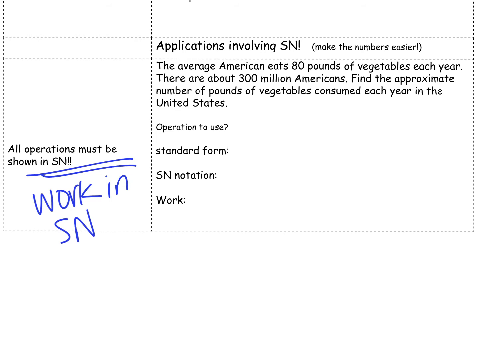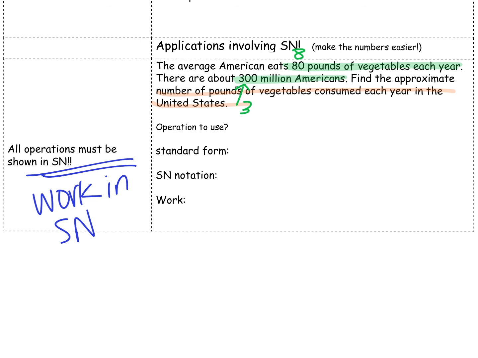Our first problem says the average American eats 80 pounds of veggies a year. There are 300 million Americans. Find the number of pounds of vegetables consumed each year in the United States. So how many pounds of veggies are eaten every year? I like to start these problems by switching to using really easy numbers. So I'm going to turn 80 into 8 and 300 million into 3.